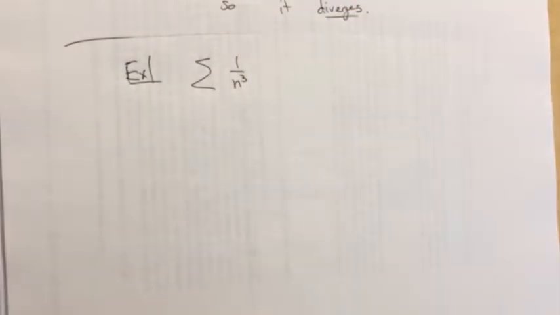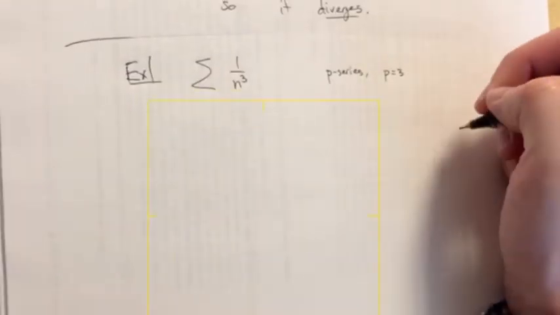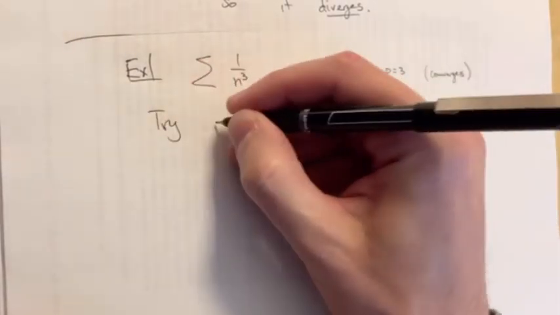We already know about this series. This is the p-series with p equal to 3. Because we already know some stuff about the p-series, we know that this converges. A series that looks like this, where the exponent is p, and if p is greater than 1, then it converges. But I want to see what happens if we do the ratio test. So let's try the ratio test.